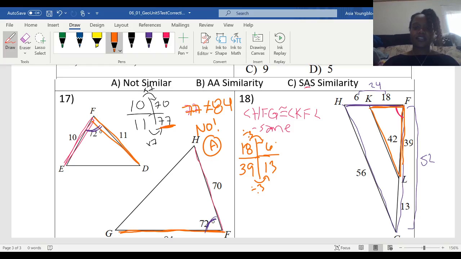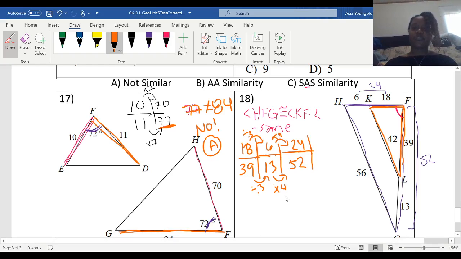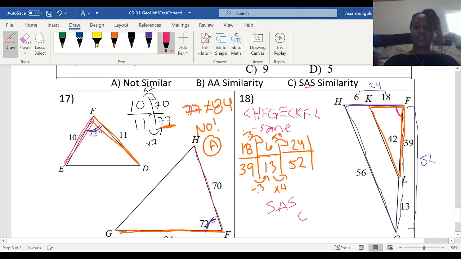To scale up 6 to 24, we can multiply by 4, and we have to make sure we do the same thing down here, times 4. 6 times 4 is 24. 13 times 4 is 52. So we have shown that these pairs of side lengths are proportional. They are multiplied by the same amount in order to go from one to the other. So therefore, we can say these two triangles are similar by side angle side, which is going to be letter C.